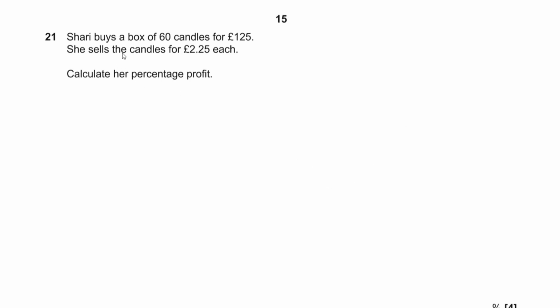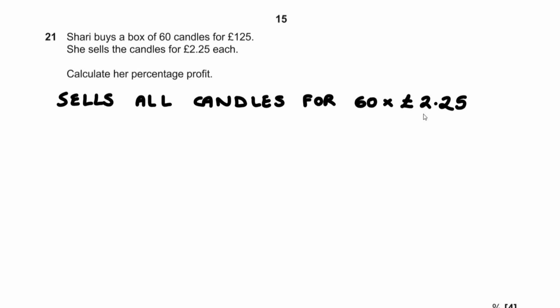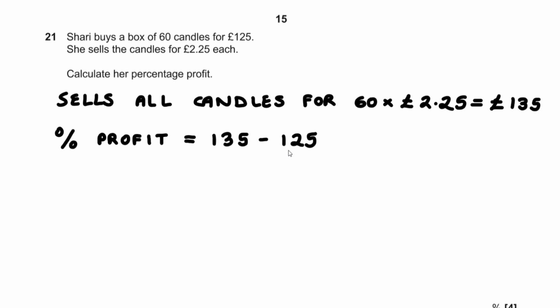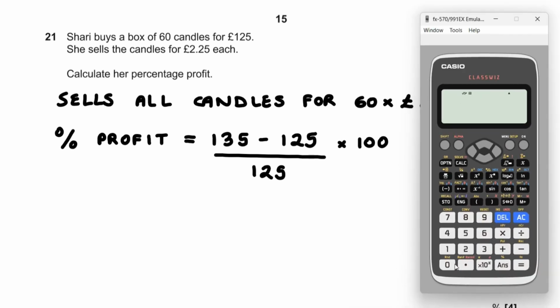Question number 21. Sherry buys a box of 60 candles for £125. She sells the candles for £2.25 each. Calculate her percentage profit. Well, she sells all the candles for 60 times £2.25. So she sells all the candles for £135. So therefore, for the percentage profit, we have 135 subtract the 125 divided by the original amount, 125, and then we multiply this by 100. So we have 10 divided by 125, which is 0.08, multiplying that by 100, we get 8%.